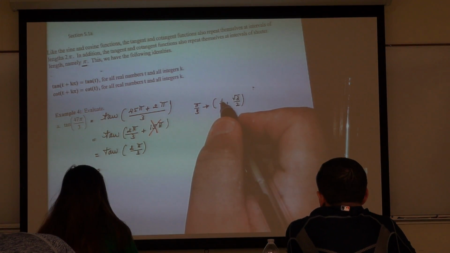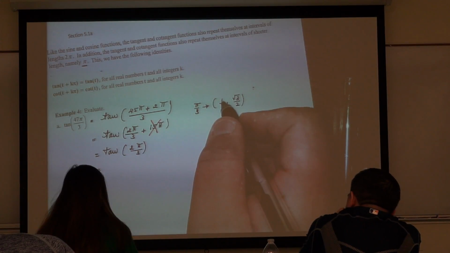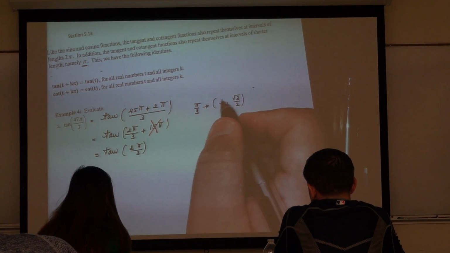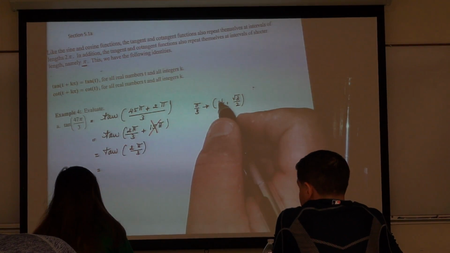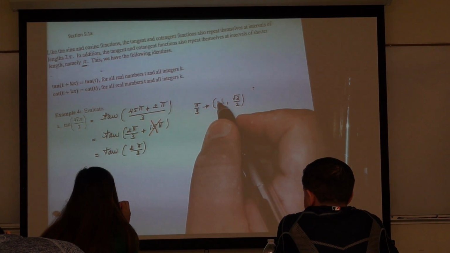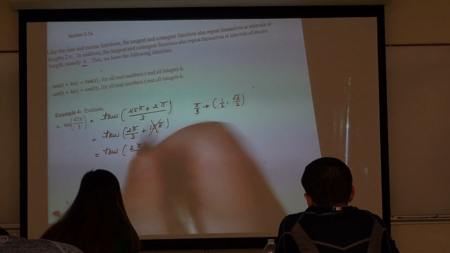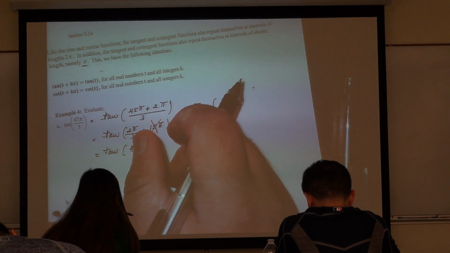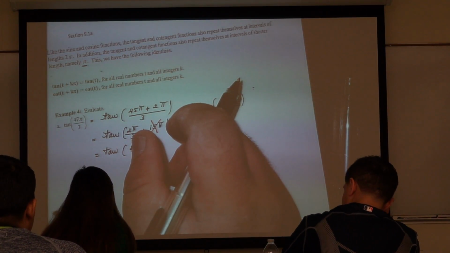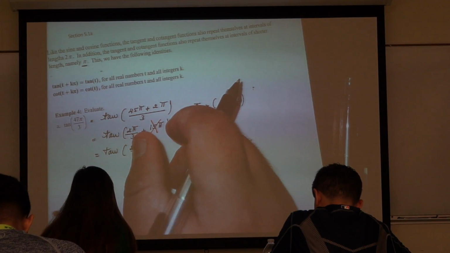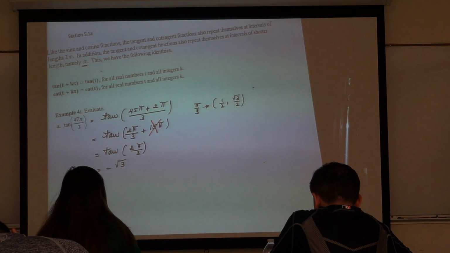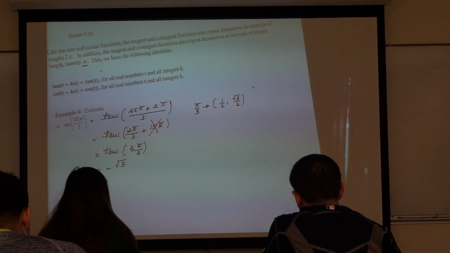But the tangent of 2 pi over 3, in the second quadrant, is that negative or positive? Negative, right? So first of all, where is 2 pi over 3? Which quadrant? Second quadrant, right? So in the second quadrant, notice that sine is positive and cosine is negative, right? So that would be negative square root of 3.